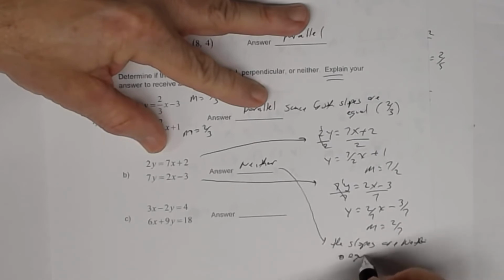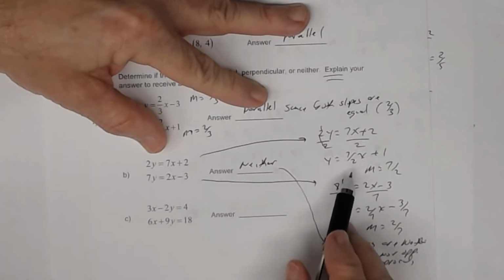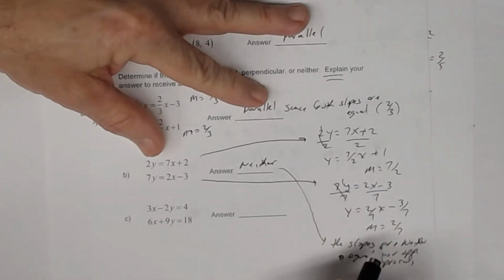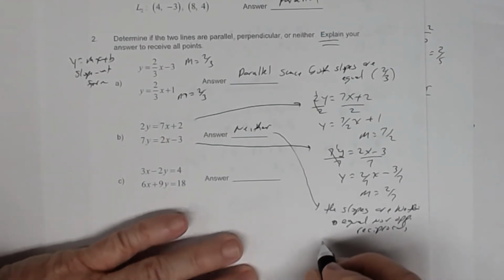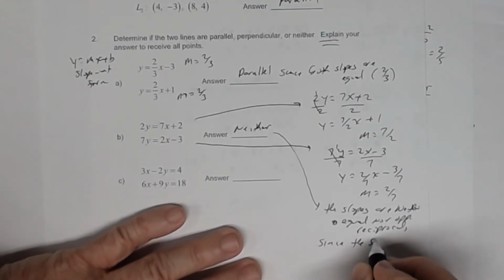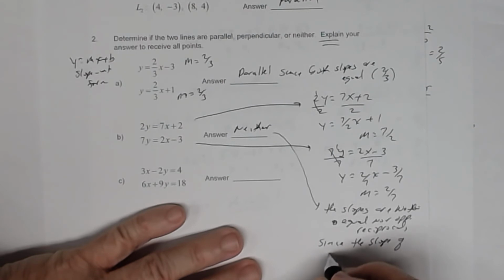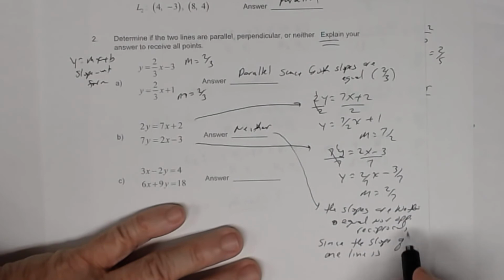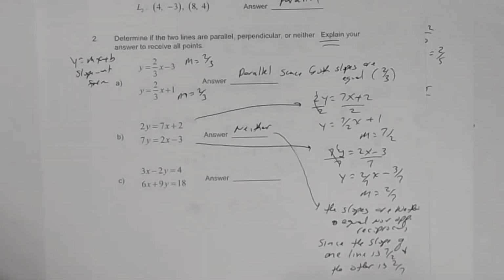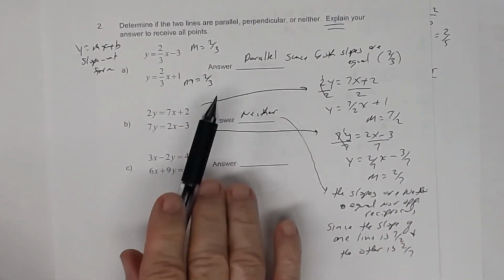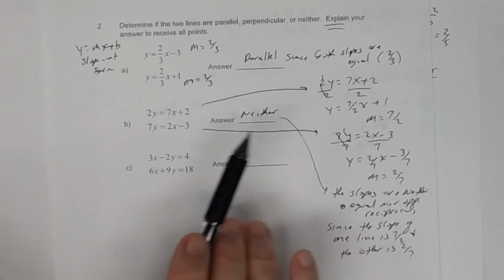equal nor opposite reciprocals. I'm abbreviating here. Opposite reciprocals, since the slope of the first line is 7/2 and the slope of the second line is 2/7. Since the slope of one line is 7/2, and the other is 2/7. Okay? All right. So I didn't have enough room, so I apologize for these little arrows.